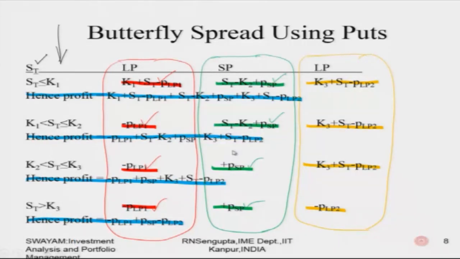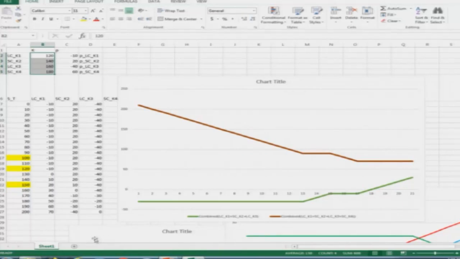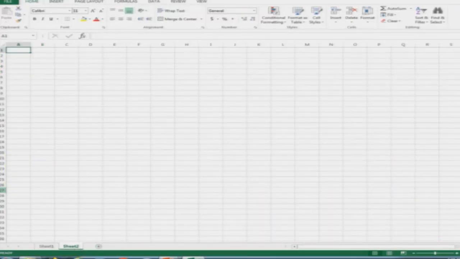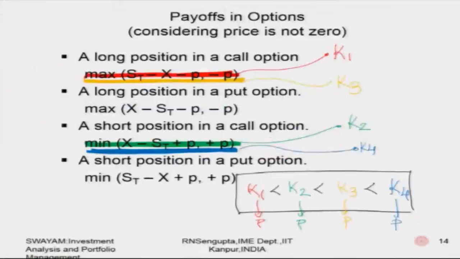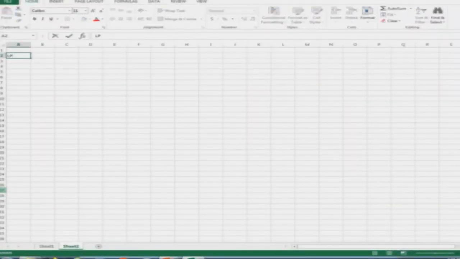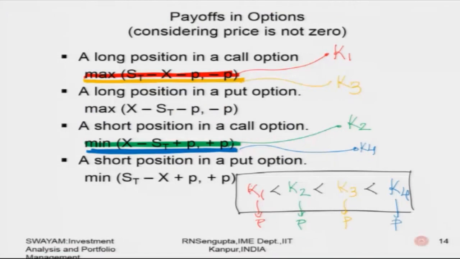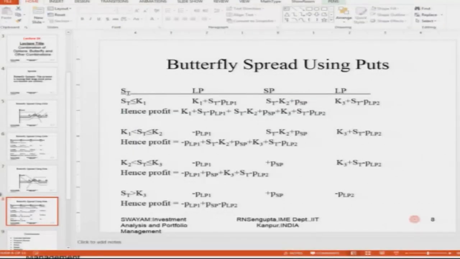So, we will discard this color scheme and go back to the Excel sheet. We will use a second sheet here. So, these were for all the calls. Now, we will basically have the puts. So, we will write in the same sequence. You had a long put, short put, long put. So, you have the long put with delivery price K1, short put, delivery price K2, long put, delivery price K3. So, let us check: long put, short put, long put.